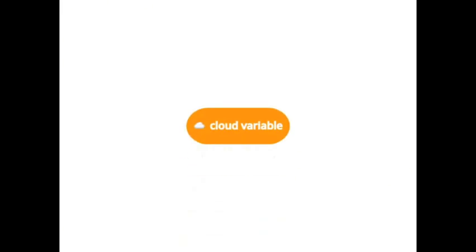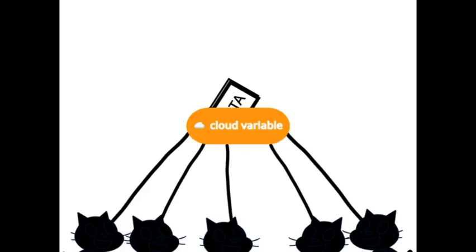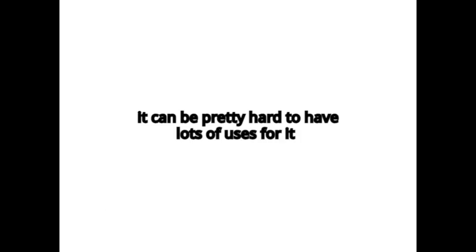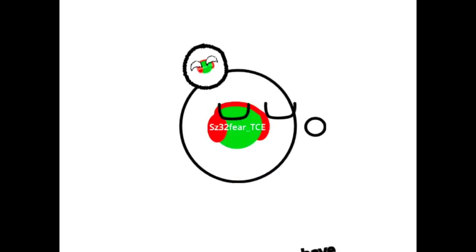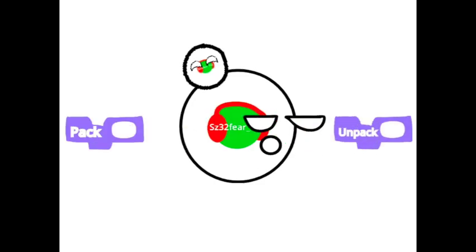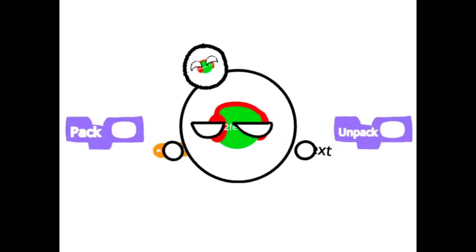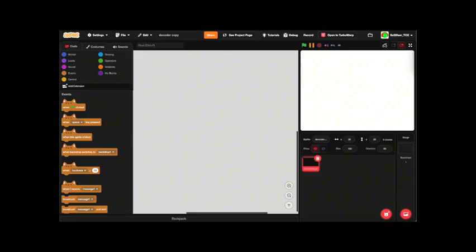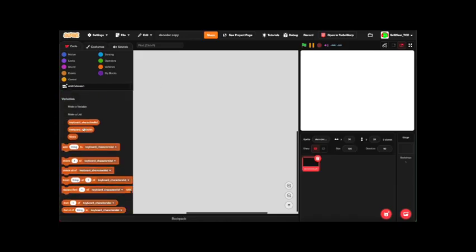These are cloud variables. They are basically data you can store online. However, with the only limits being numbers, it can be pretty hard to have a lot of uses for it. But in this video, I will show you how to make your very own decoder/encoder, so you can put text in cloud variables. Well, kind of.